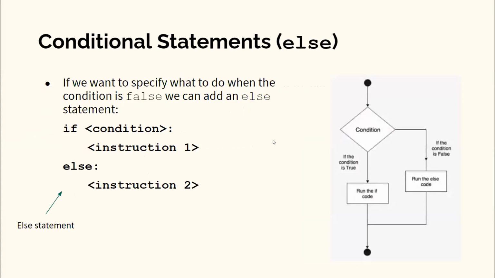In the case where we want some instructions to occur when the condition is false, we add another conditional statement called the else statement. As you can see below, there is an else keyword followed by the colon, and then indentation as well, and then instructions. So the else statement will run if this condition is equal to false. If it is equal to true, then instruction 1 will run.